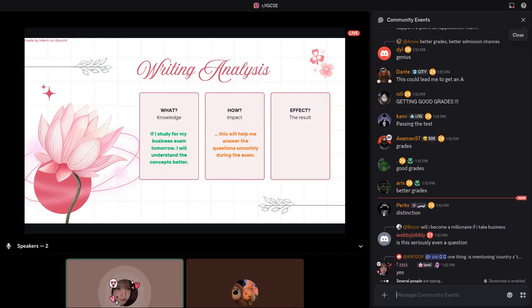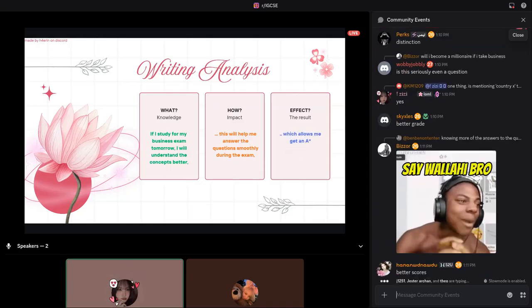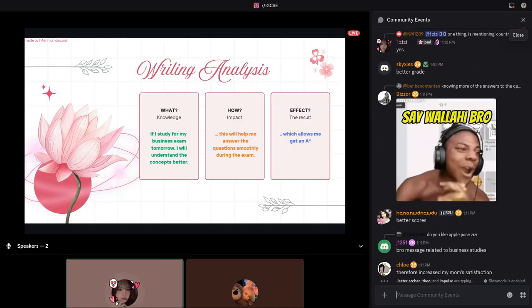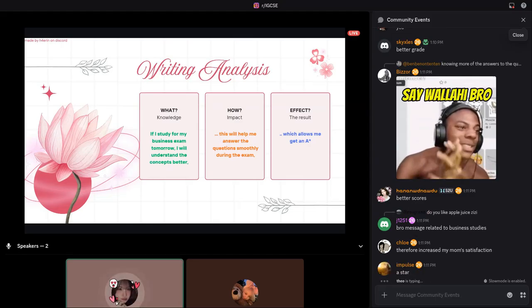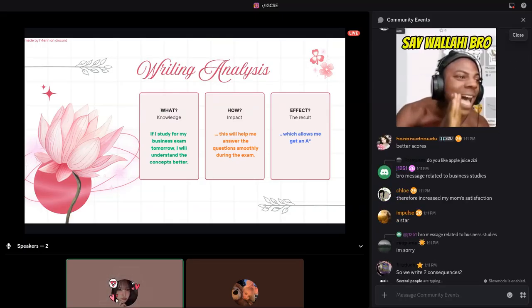Yes, someone said the correct answer, which allows me to get an A star. So roughly your analysis should look like this. If I study for my business exam tomorrow, I will understand the concepts better, which will help me answer the questions smoothly during the exam, which allows me to get an A star or an A.